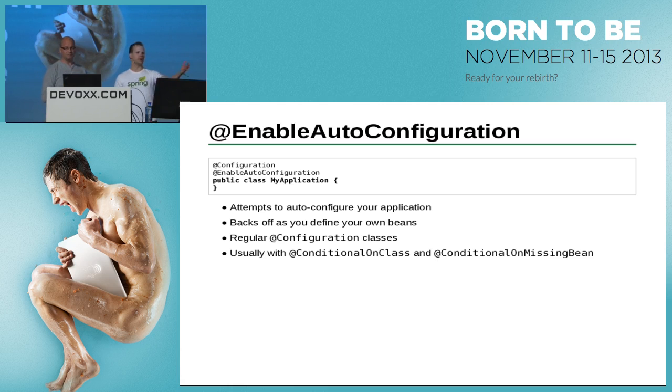And you can do that too, by the way. You could say, if the NASDAQ crosses 1600, this bean gets to live, anything you want. You could do that. I wouldn't. Or maybe I would. I don't know how useful that would be, but you could do that. Yeah, so often it's conditional on class or conditional on missing bean. That's how we do the back off as you define your own.